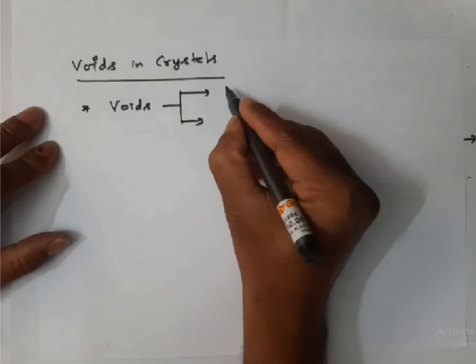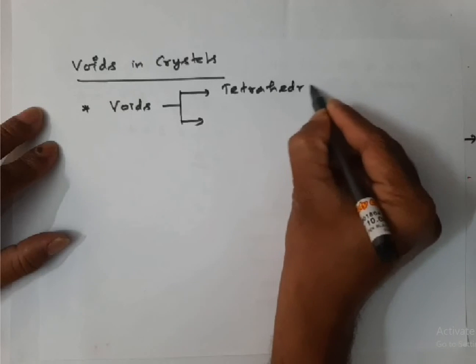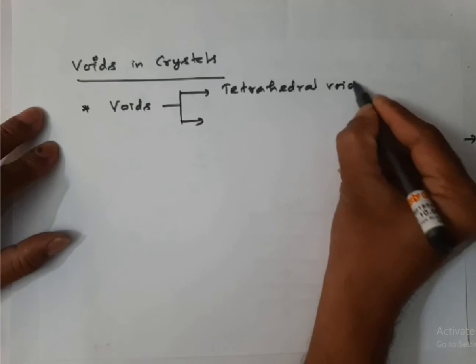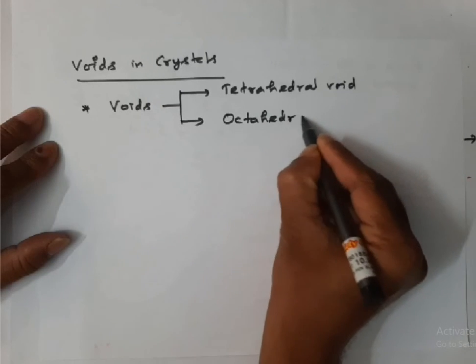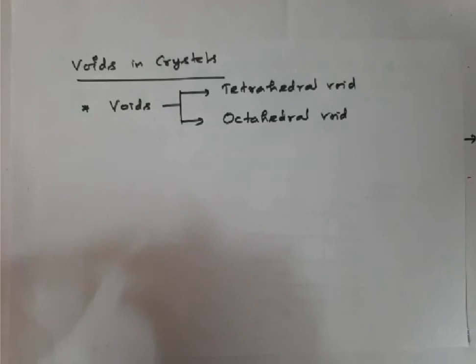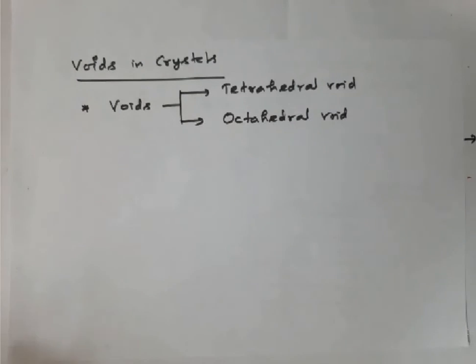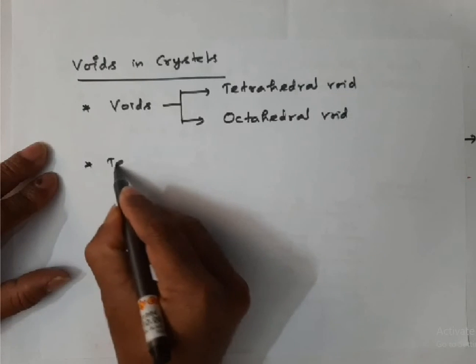Number one, tetrahedral void. And number two, octahedral void. When a crystal is formed, whether it forms simple cubic, BCC, FCC, hexagonal, whatever it is, in all crystals voids exist. We have two types of voids, tetrahedral void and octahedral void. What is meant by tetrahedral void?